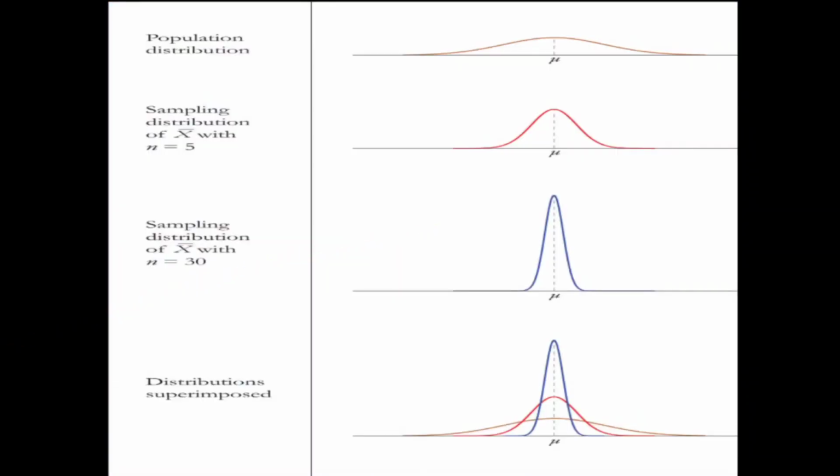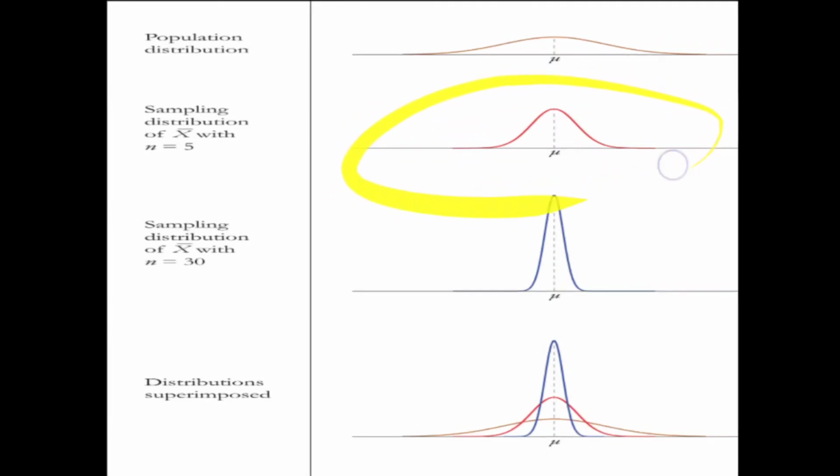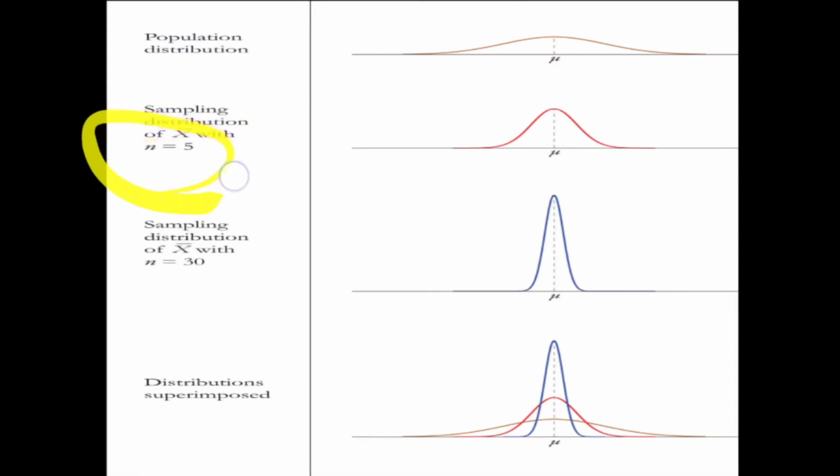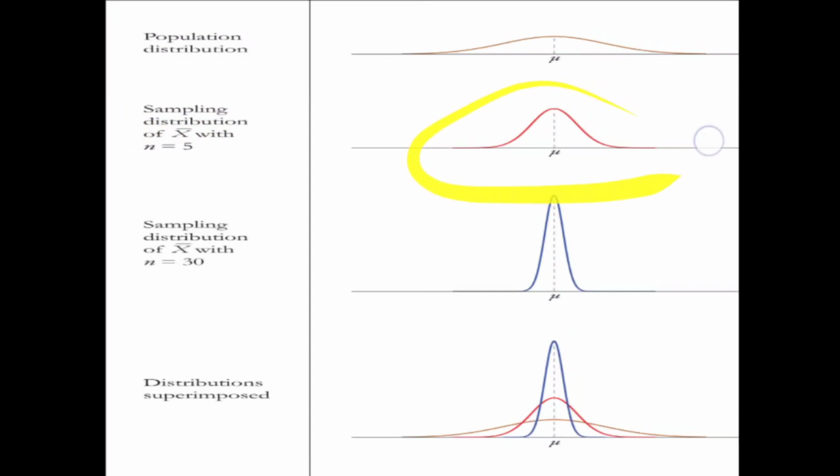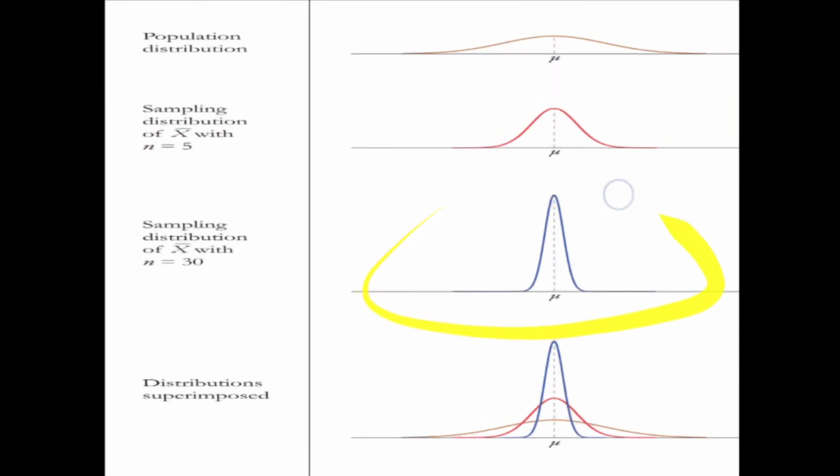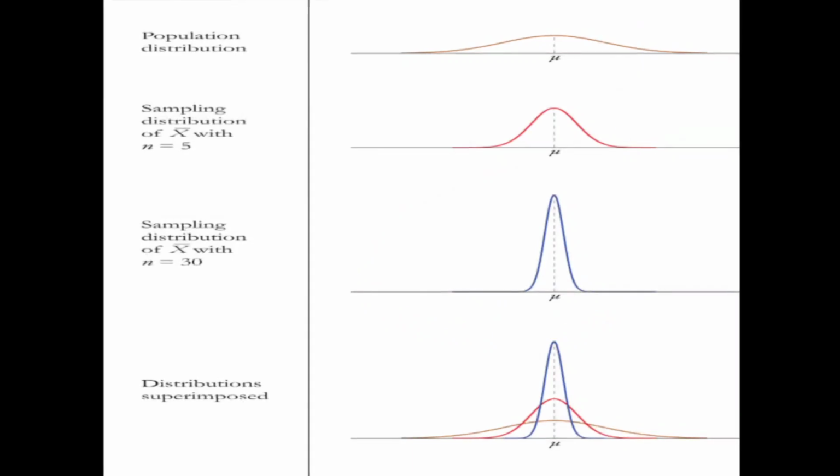For instance, this graph is the distribution of the sample means wherein each sample contains 5 scores. The sample size is equal to 5, and we obtained this distribution. On the other hand, this graph, colored blue, is the sampling distribution of the sample means wherein each sample contains 30 scores, or a sample size of 30. So what have you noticed?